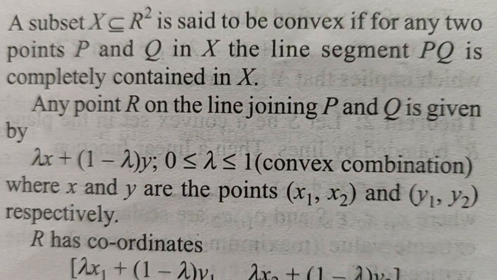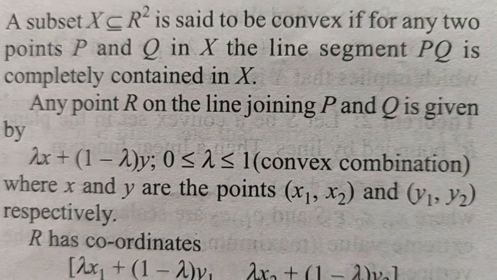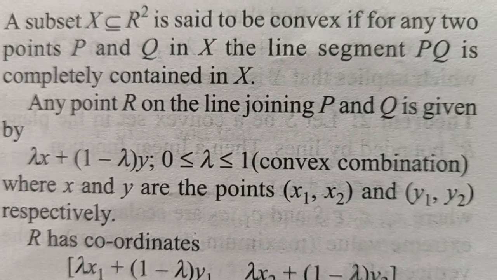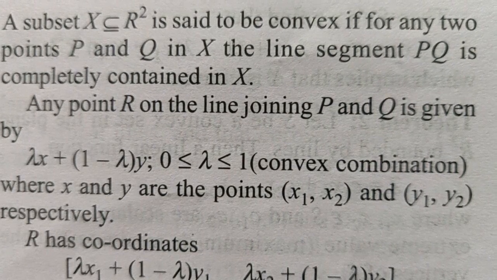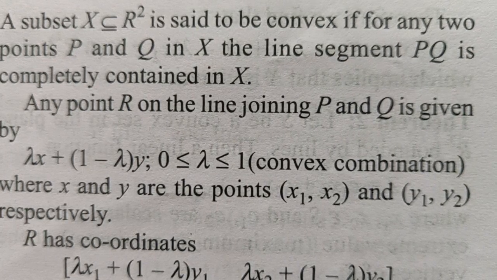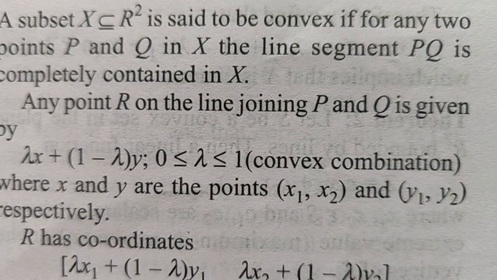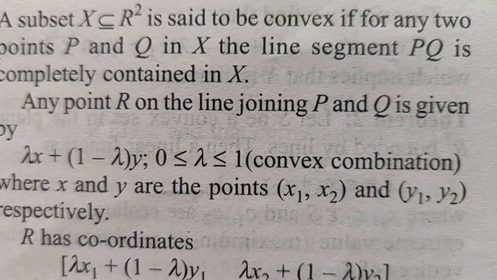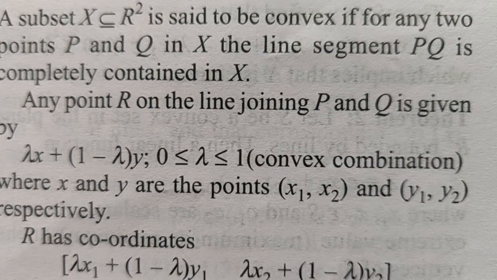First, let us see what is a convex set. Before going ahead with the graphical solution of an LPP, let us see some results which will help you to understand how we are using this method for solving an LPP. So let us understand what is a convex set. A subset X of R2, that is R cross R, where R is the real line, is said to be convex if for any 2 points P and Q in X, the line segment PQ is completely contained in X.